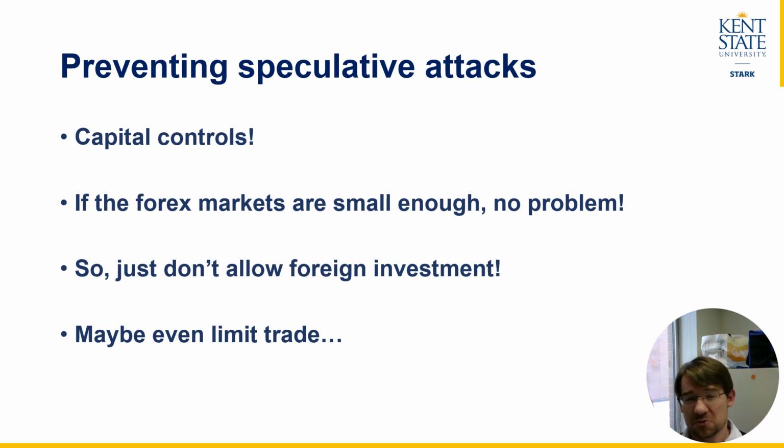You can also just not allow foreign investment to happen. And we might even need to limit, say, the amount of actual trade in goods and services as well, in order to prevent these kinds of speculative attacks from occurring, because there may be creative ways of taking advantage of such markets. So all to say, you're not going to be able to have a robust trade, a robust investment with the rest of the world if you're really trying to prevent these speculative attacks.